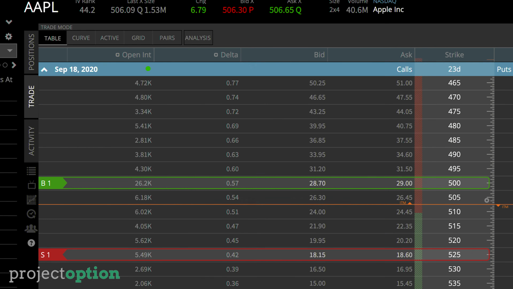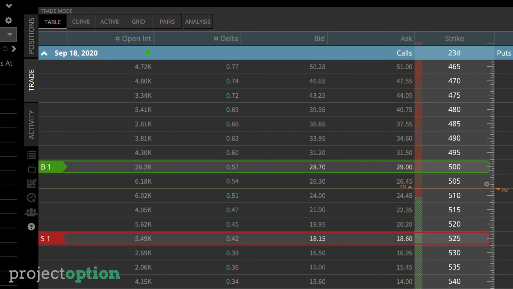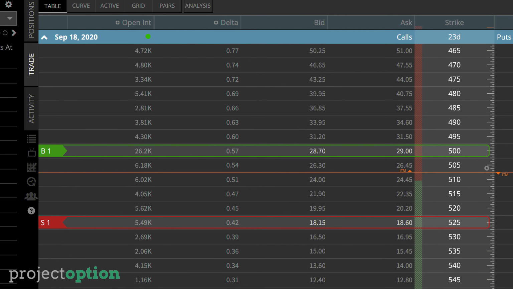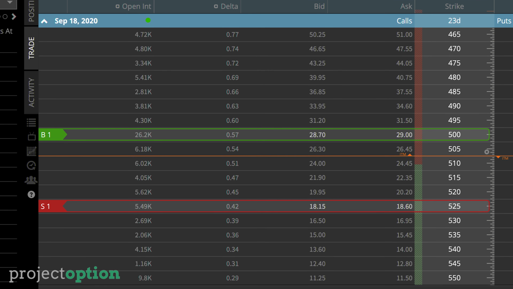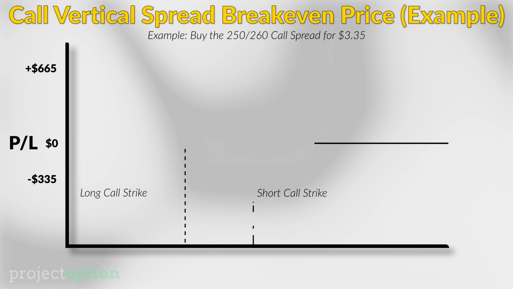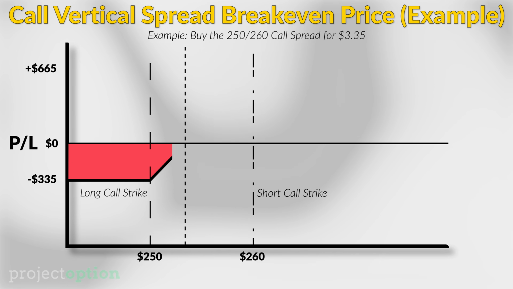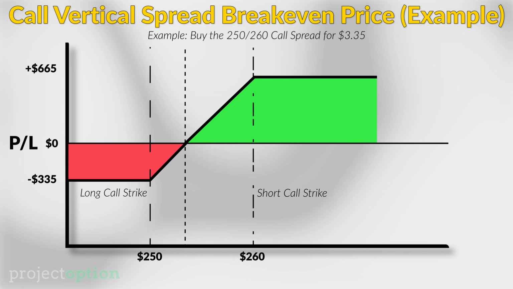But we're not done yet, because we have to explore more complex strategies such as the vertical spread, the iron condor, and lastly, and most complicated, the butterfly. The first of these strategies that we'll look at is the call vertical spread. If you're not familiar with what a call vertical spread is, it's essentially when you buy a call option at one strike price and simultaneously short another call option at a different strike price. So for example, let's say I buy the 250 strike call option and I short the 260 strike call option at the same exact time, and I'm trading one contract of each of those options.